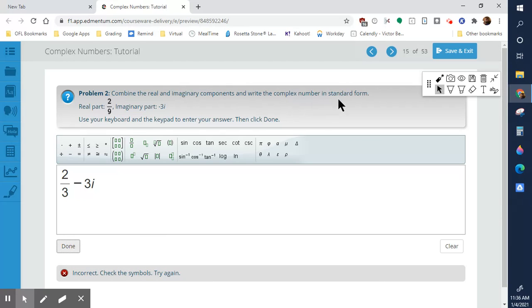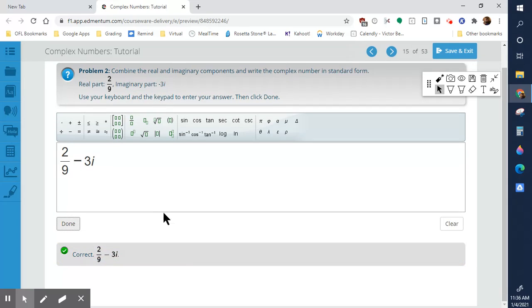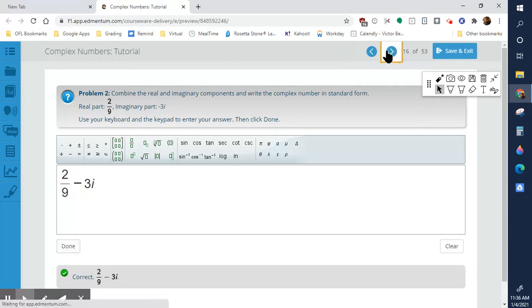Combine the real and imaginary parts in standard form. Oh, 2/9. Oh my gosh. I don't know where I got the 3 from. There we go. Or I guess I got the 3 from here. I kind of combined them in my head. All right. That was weird. I was like, why is that wrong?